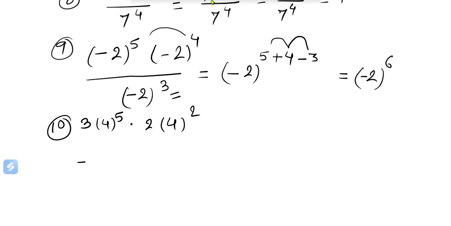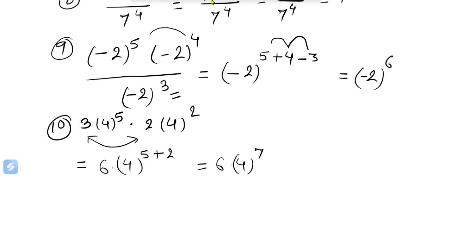That simply means we multiply 3 and 2, which is 6, times 4. The exponent is 5 and 2. So this is 6. Then multiply 4, this, the exponent is 7.